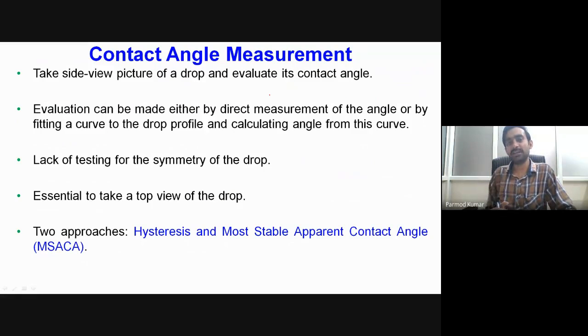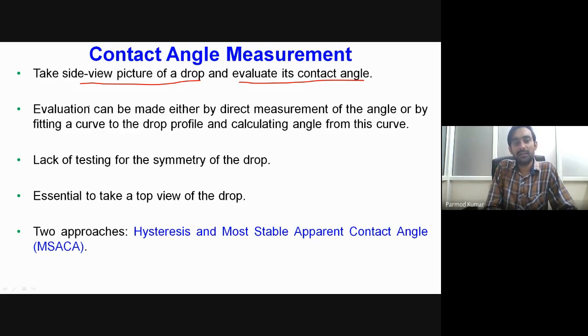Our ultimate aim is to study experimentally how we can measure the value of contact angle. Generally, we take the approach of taking a side view picture of the drop and try to evaluate its contact angle. While evaluating, we can do it either by direct measurement of the angle, so we can apply some image analysis, etc.